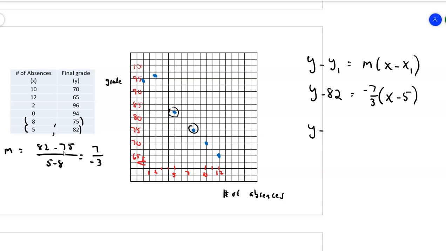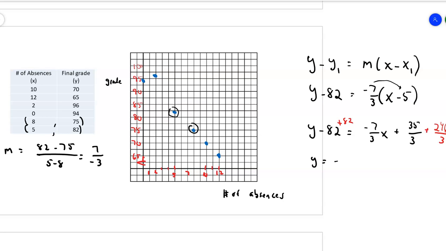All right, let's distribute. So y minus 82 equals negative 7/3 x plus 35/3, right? Distributed negative 7 times negative 5 gives me positive 35 over 3. And then my last step is simply to add an 82 to both sides. Maybe I should add it as a fraction of 3. Here, let's grab a calculator and multiply 82 times 3. 246. So 246 thirds is the same thing as 82. So I'm going to add an 82 to both sides.